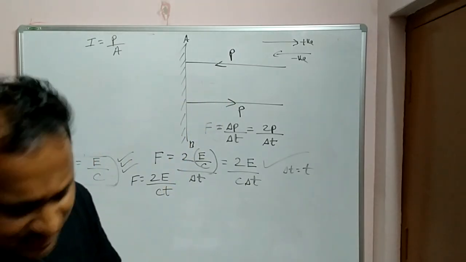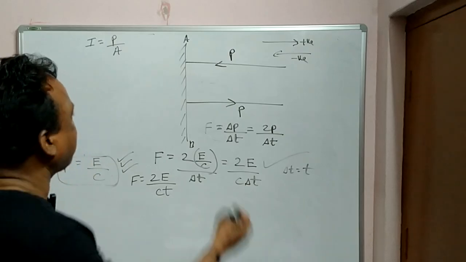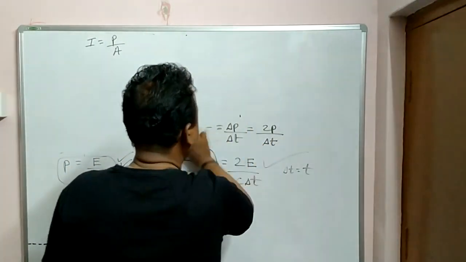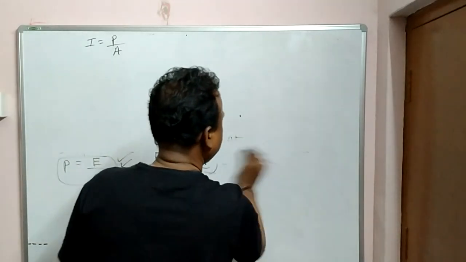Okay? Now let us go to the last one, the non-reflecting surface. Suppose the surface is undulated. Now what happens to the force exerted? We'll see.